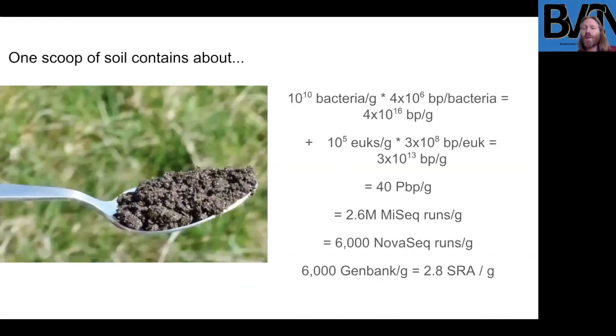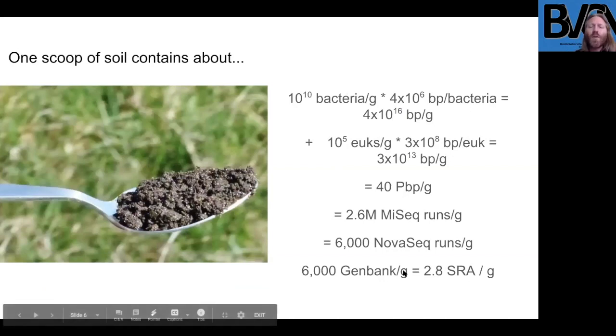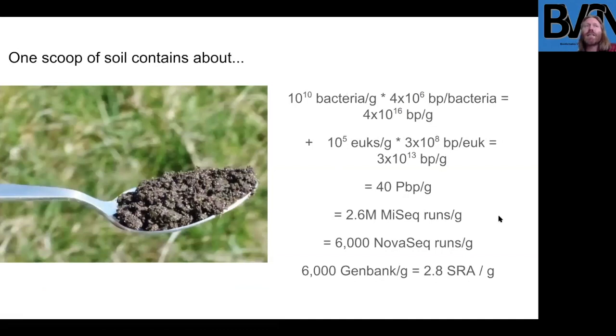So we can go up to other environments too. Some of you may study soil. You know that there can be something like 10 to the 10 bacteria per gram of soil, a whole bunch of fungi, 10 to the 5 or 10 to the 6th. So in soil, there's something like 40 petabytes of DNA per gram. So that would be 6,000 NovaSeq runs, or about 2.5 to 3 times as much DNA as is currently deposited in the Sequence Read Archive, which is about 40 petabytes of data right now.